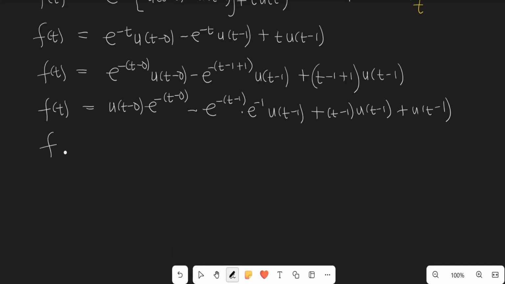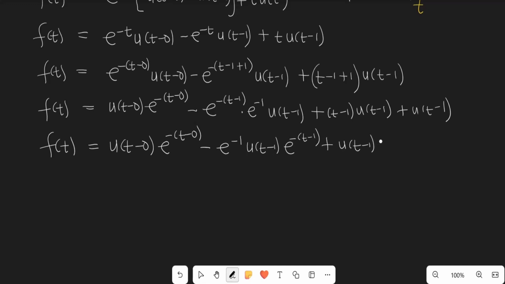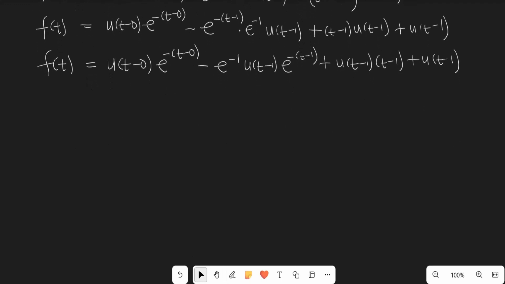So you see, this one is a little bit complicated, and then we have this. So u of t minus 0 e to the negative t minus 0. All right, and now this one is a constant, e to the negative 1. And now we are going to have u of t minus 1, multiplied by e to the negative t minus 1. And now next one is going to be u of t minus 1 multiplied by t minus 1. And now plus u of t minus 1. Now our function is in what we are familiar with.